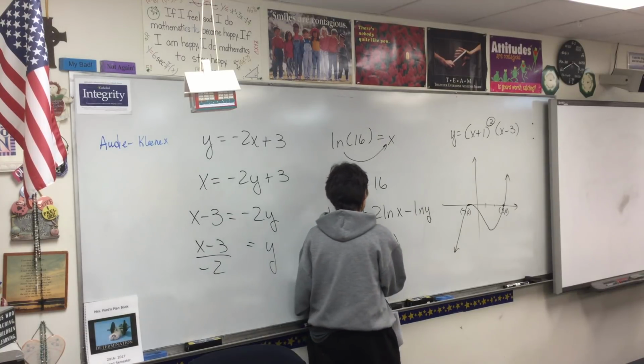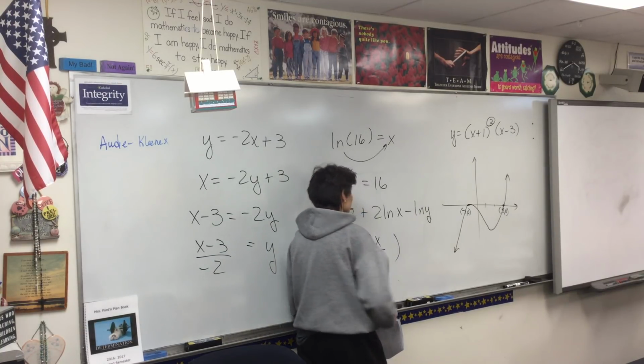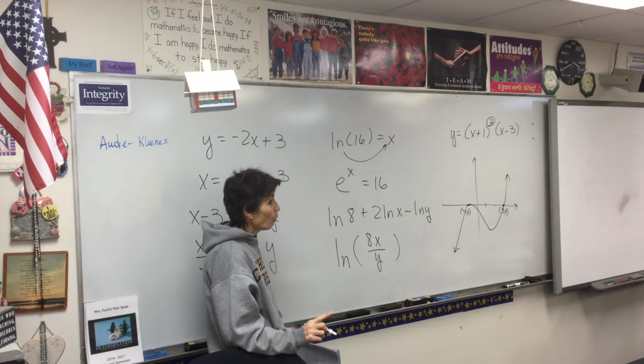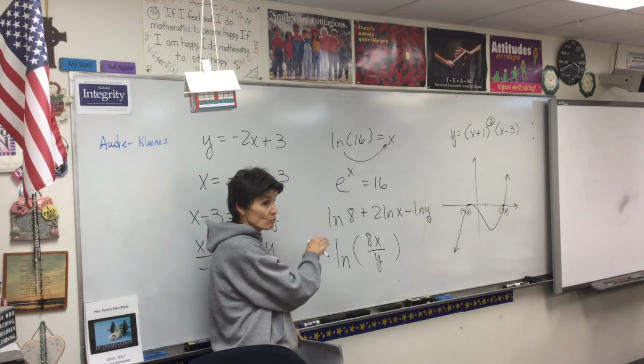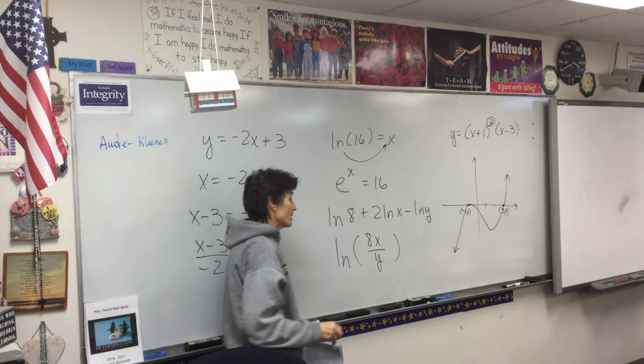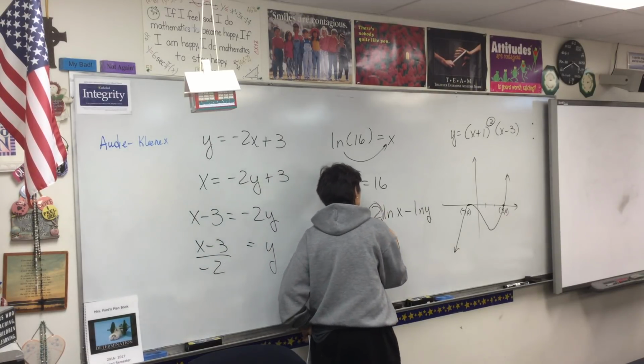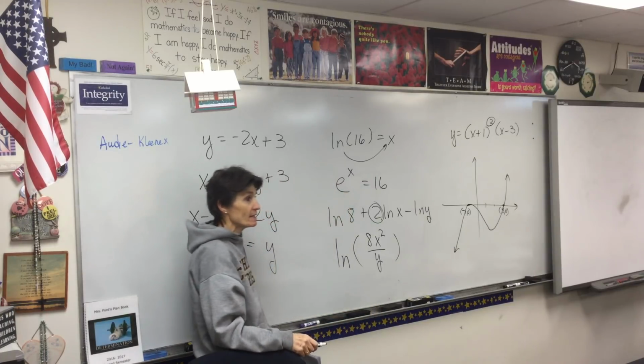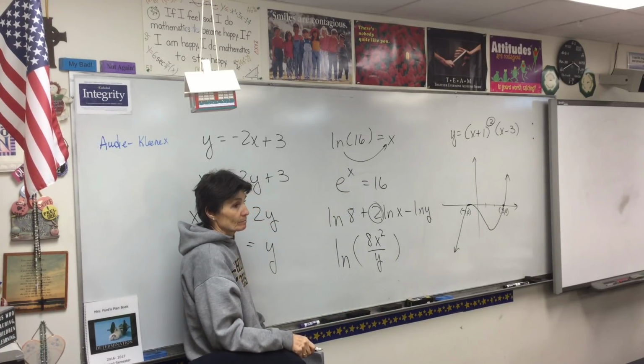So Monty says 8 times x over y. Is she right? No, not quite. What she wrote is right, it just isn't done yet. What did she leave out? Squared x. This guy has to go as an exponent on the x. Right?